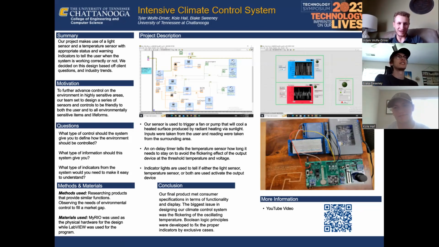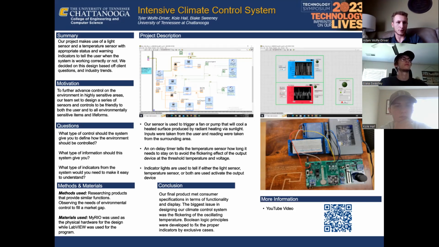And we worked on an advanced climate control system that utilizes not just your regular temperature sensor, but also a light sensor. It has some very user-friendly indicators, and we're going to discuss both what we used to determine and develop this software and hardware, and also some of the hard points that we ran into and how we got around them using what we've learned in our previous classes.